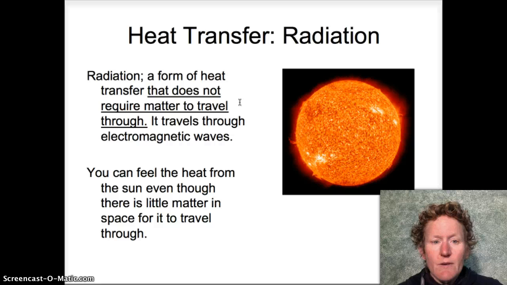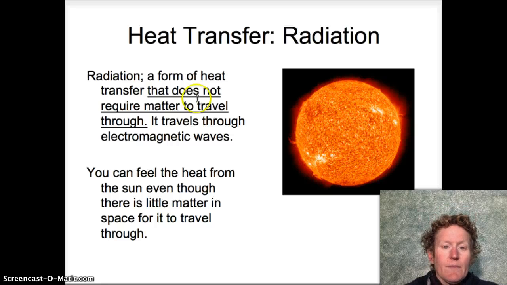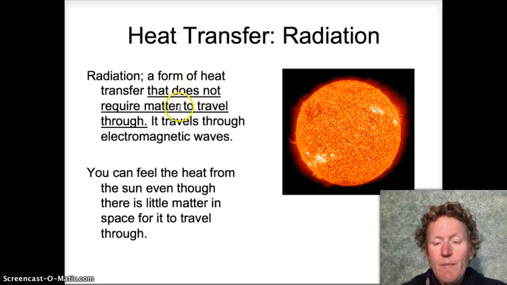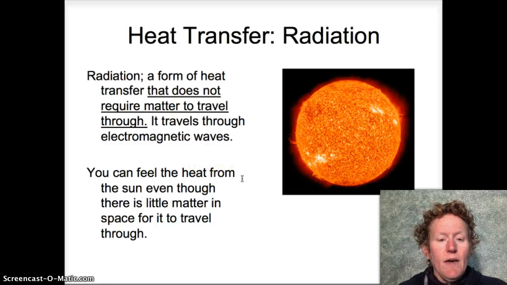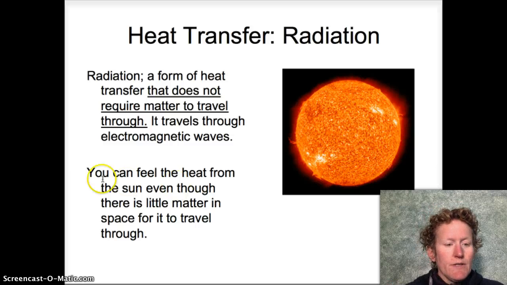Radiation is another way. You don't touch the sun, but you can still feel the heat of the sun. Radiation does not require matter to travel through. So we absorb heat from the sun or maybe a toasty warm fire with no matter in between the heat source and us. The energy travels via electromagnetic waves.